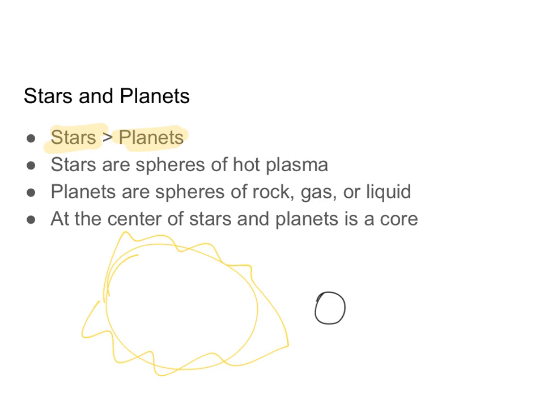Stars are spheres of something called hot plasma. And we'll talk about that idea a little bit more later, but that's all you need to know about it for now. Planets, on the other hand, are spheres of rock or gas or liquid. And again, we really want to focus on that lens of what's at the center of these things. So at the center of stars and planets is something called a core. And we're going to look more at that later.